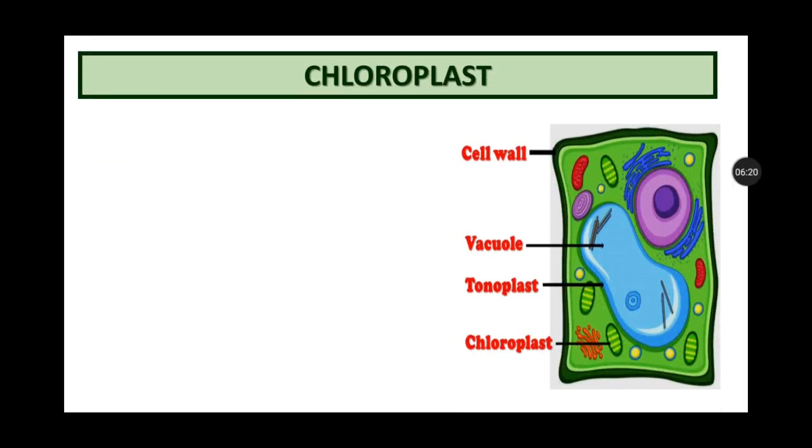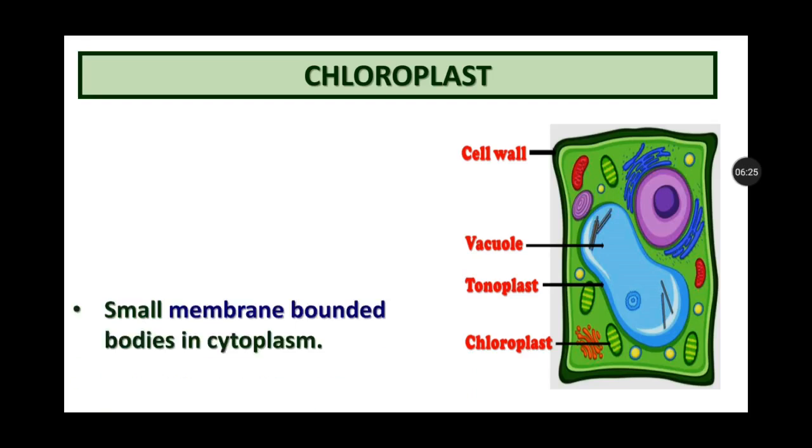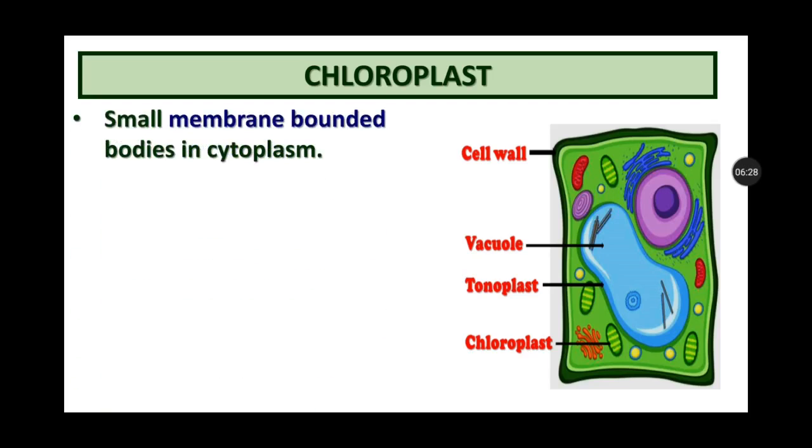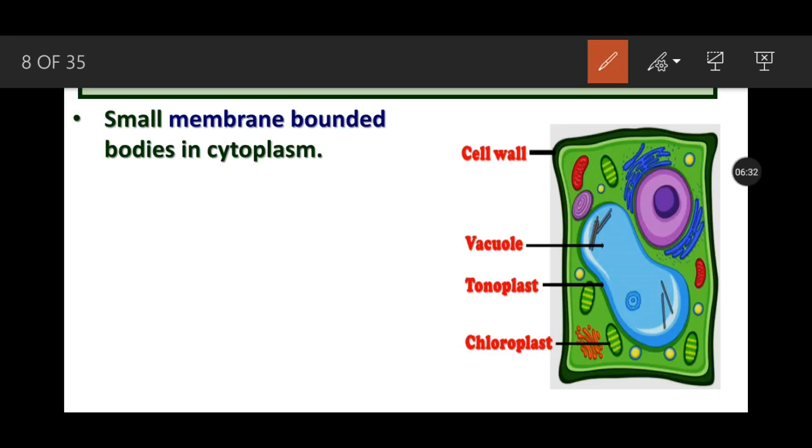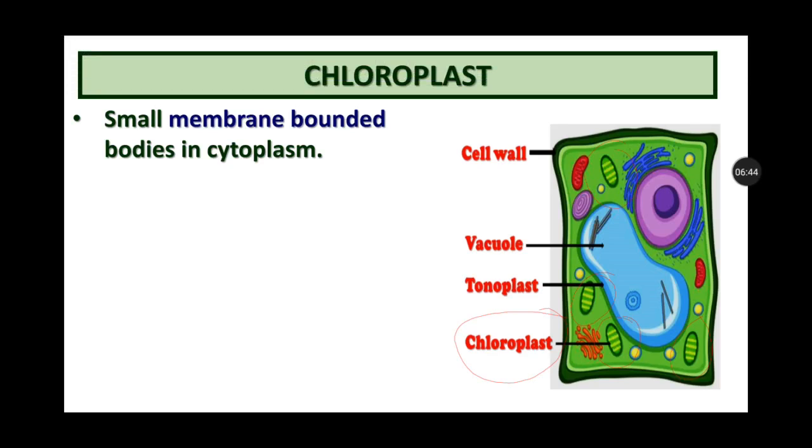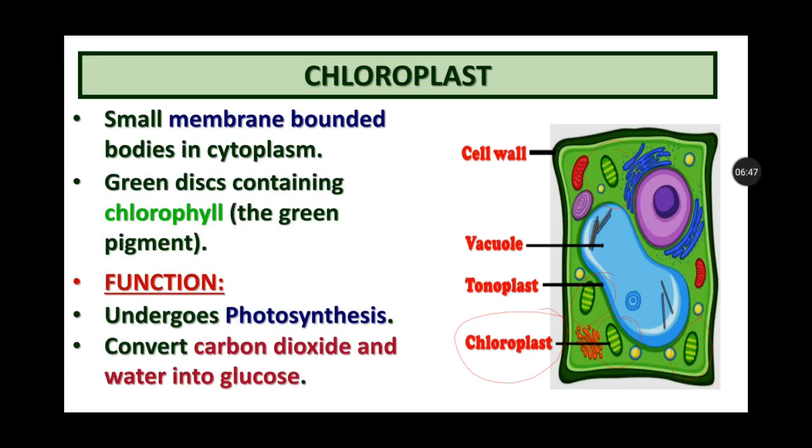As we are talking about typical plant cells, we will focus on the chloroplast. These are small membrane bounded bodies present in the cytoplasm of the cell. As you can see, this is the labeling of the chloroplast. These are small green disc-like structures present in the cytoplasm of the cell. These are known as chloroplasts. These green discs contain chlorophyll, a green color pigment, and their function is to undergo photosynthesis.